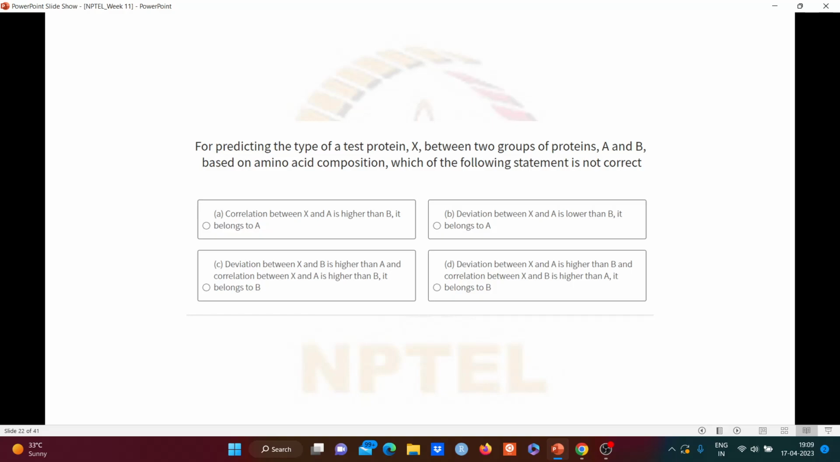Yeah. So when we check the answers, particularly option C, they're saying the deviation between X and B is higher than A, and the correlation between X and A is higher than B. So if the deviation is high with B, there is a greater chance that it could be A. The second line also tells that it has high correlation with A. So this also confirms that X should mostly be A, but they have given the option as B. So this is the wrong one.